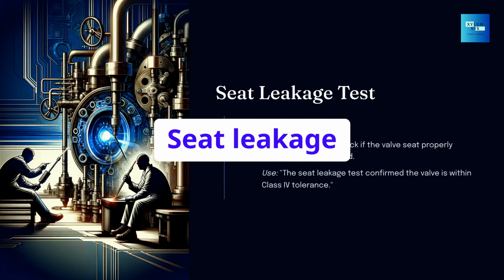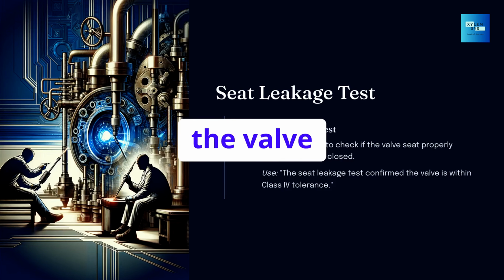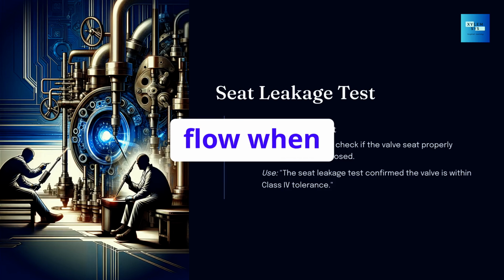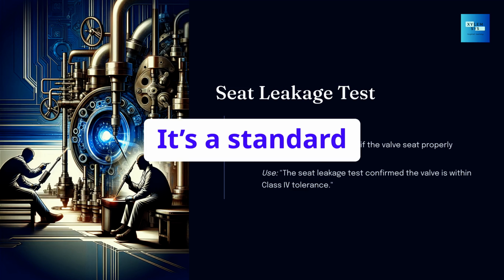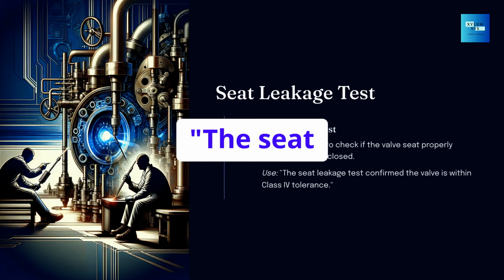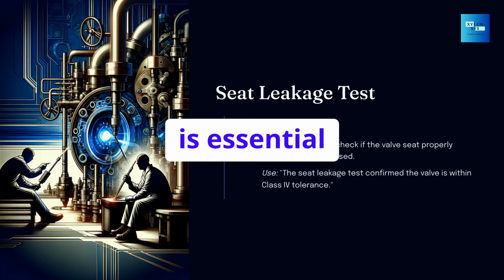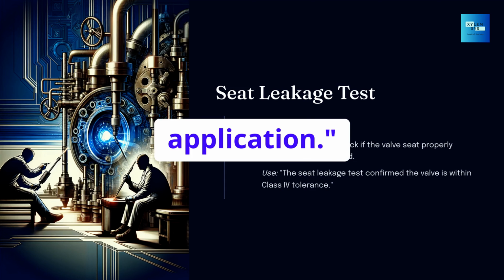5. Seat leakage test. A seat leakage test checks whether the valve can fully block flow when in the closed position. It's a standard part of quality assurance for tight shutoff valves. The seat leakage test confirmed the valve is within Class 4 tolerance, which is essential for our zero leakage application.